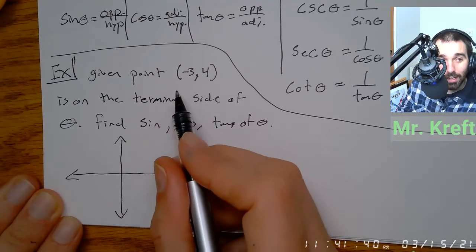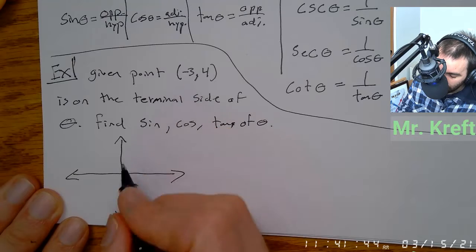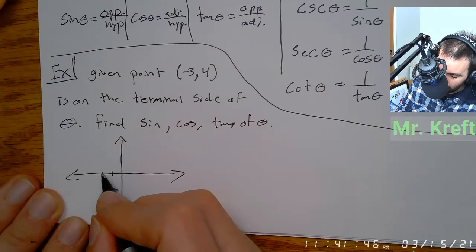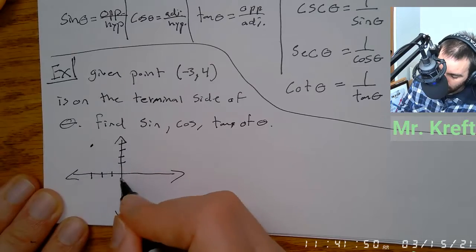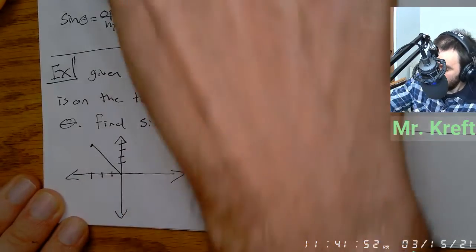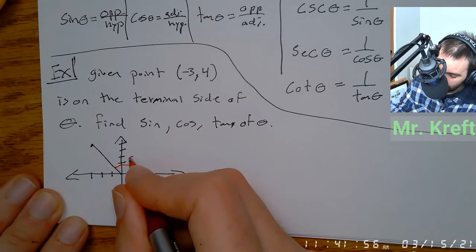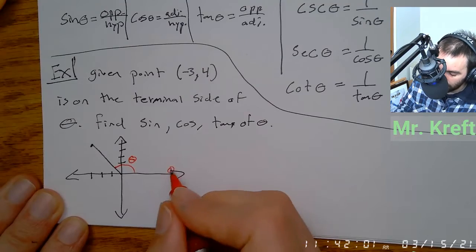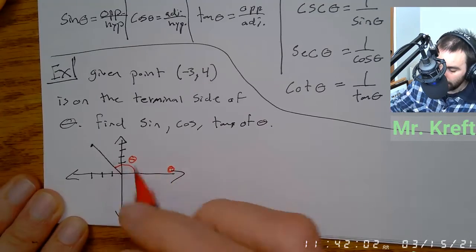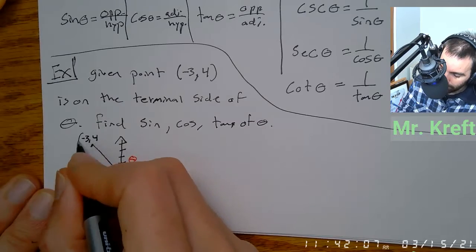Okay, so I have a point and it's on the terminal side. So if it's -3, 4, that means I'm going to go left 1, 2, 3, up 1, 2, 3, 4. And that's going to be at some angle theta. Remember, we always start at 0, right? We always start at 0. So boom, right here. And then I can even write down the coordinates of this point. This is -3, 4.